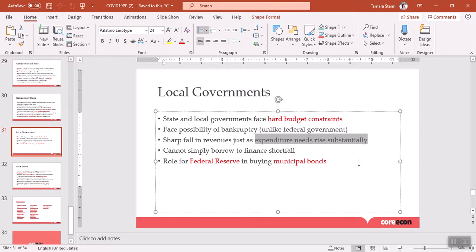Okay, so they have a little bit of a budget that comes from the federal government, but they also have their own budget that comes from their own taxes. And a local government can't just borrow to finance their shortfall like the federal government can. They can ask for help and hope.